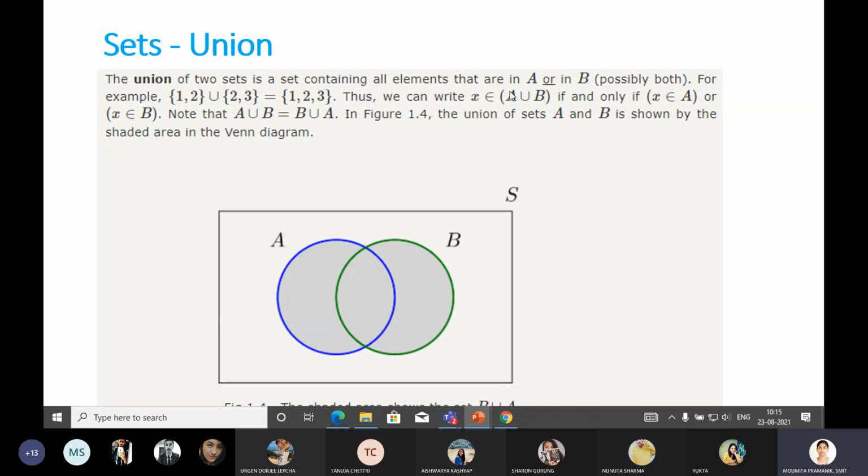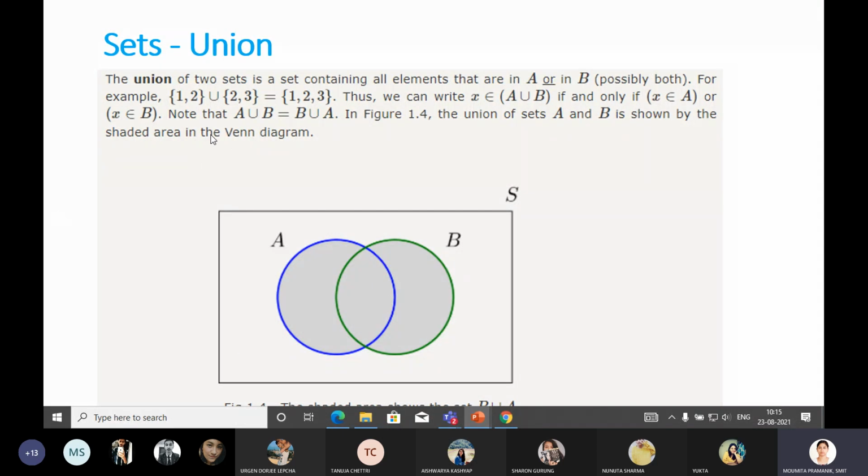Here, A is one set and B is another set, and we represent the union of set A and set B through the shaded area. You can notice that the shaded area is the whole of both circles. So the element may be in set A, or in set B, or common to both. All the elements are represented through the union of these two sets.